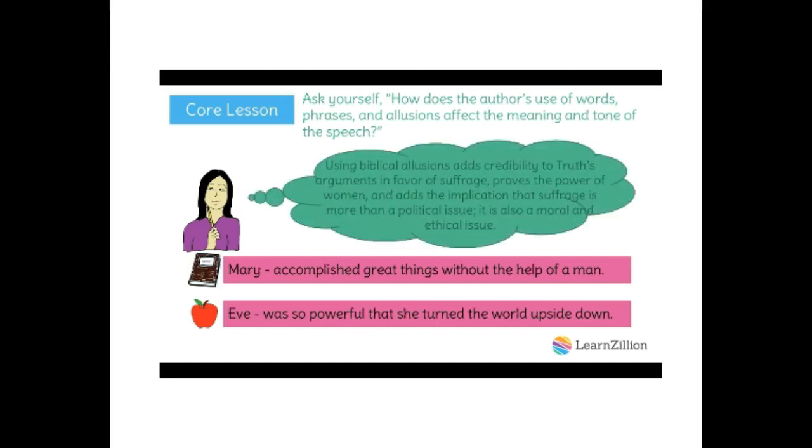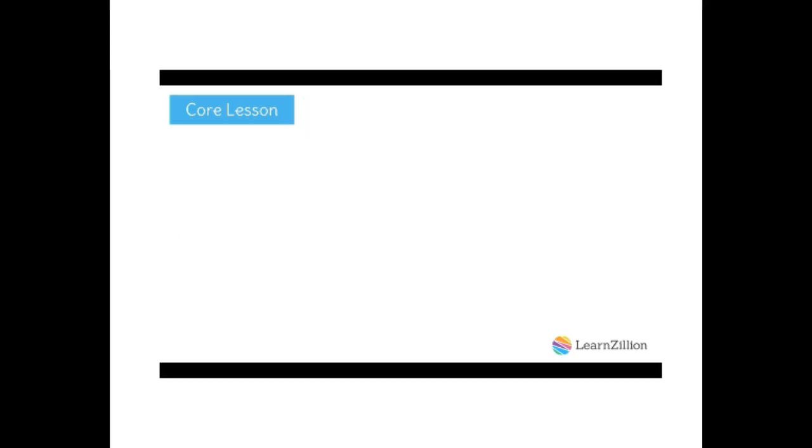My conclusion is, using biblical allusions adds credibility to Truth's arguments in favor of suffrage, proves the power of women, and adds the implication that suffrage is more than a political issue. It is also a moral and ethical issue. Now, I've done some good thinking about this part of the text. My last step is to jot down or write this thinking down.